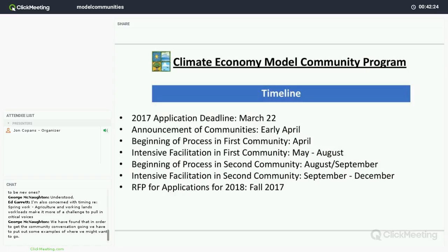And I do want to emphasize here that we are going to select additional communities to work in 2018. So we will likely go through this RFP process again in the fall of 2017 as we solicit additional applications. And depending on what we learn as we begin to do this project in communities, we will likely change the criteria for eligible communities to participate in the program.